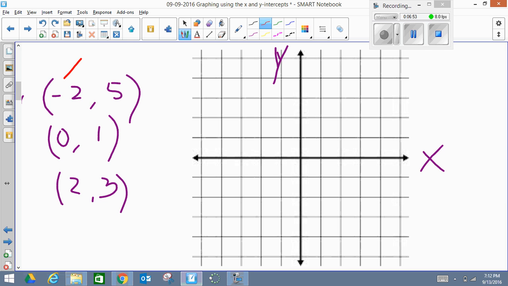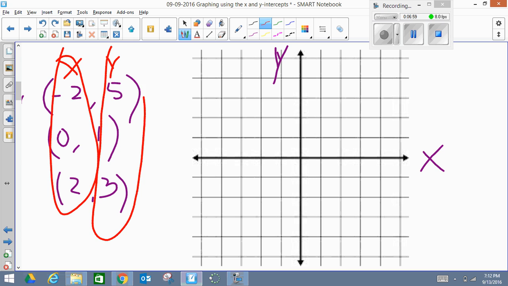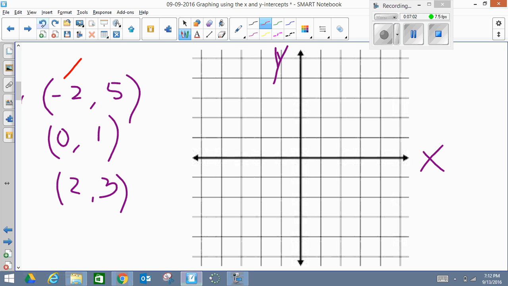Remember, the first value belongs to the x. The second value belongs to the y. All these first values, x. All the second values belong to the y. So that's how we graph. So negative 2, 5.